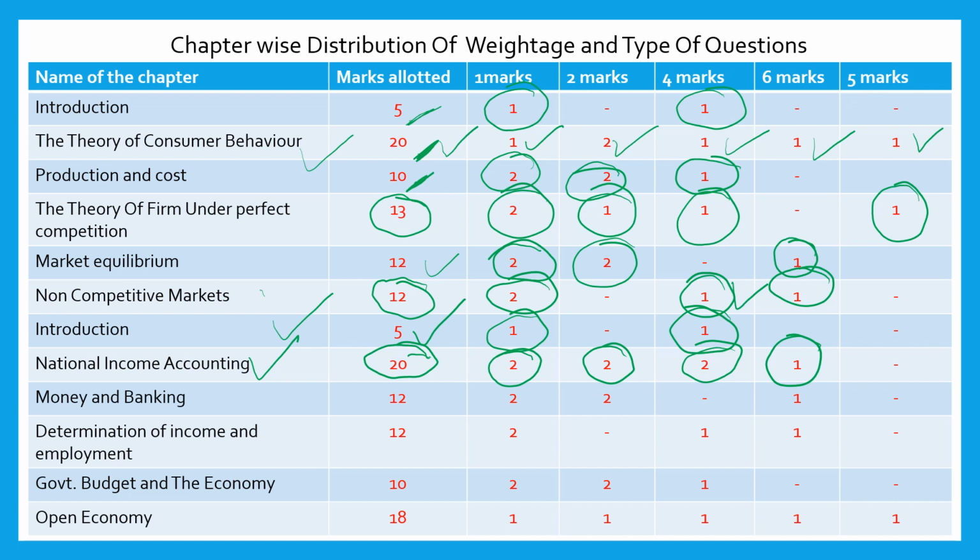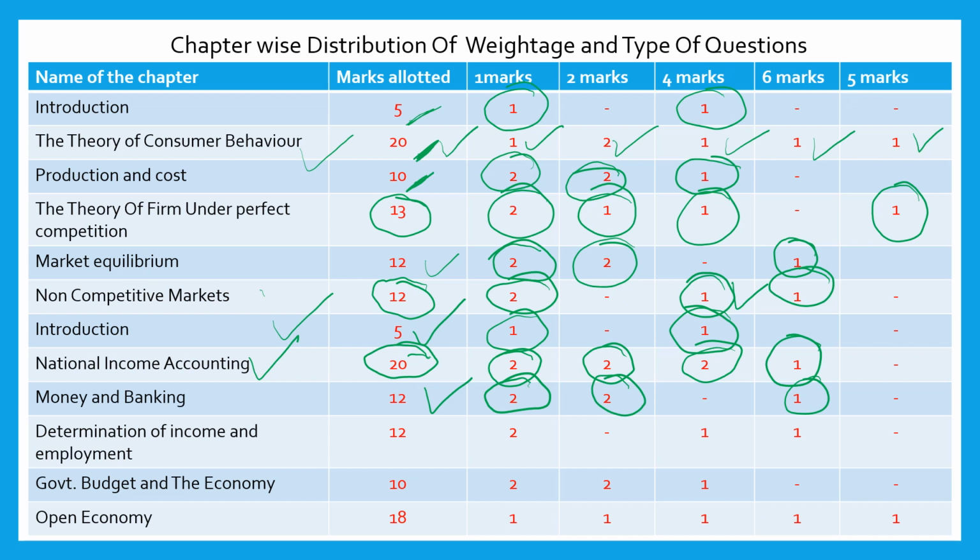Then come to money and banking. For this chapter, they allotted 12 marks. From this chapter, one 1-mark question, two 2-mark questions, and one 6-mark question. So you can expect one 6-mark question, and easily you can get full marks from money and banking. If you focus on 2-mark, 1-mark, and 6-mark questions, easily you can grab 12 marks.